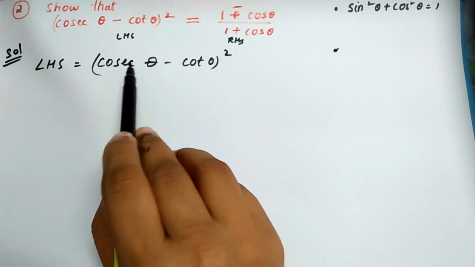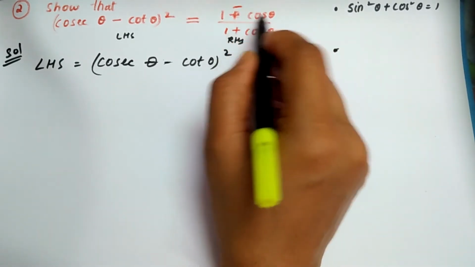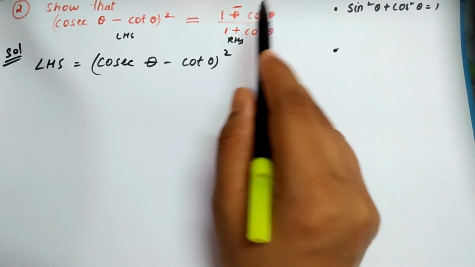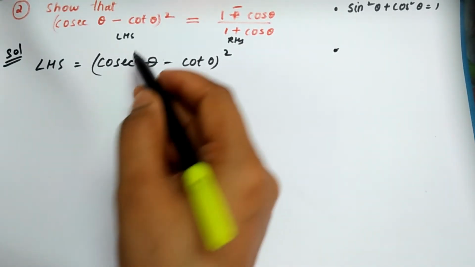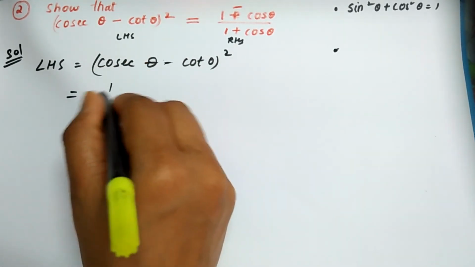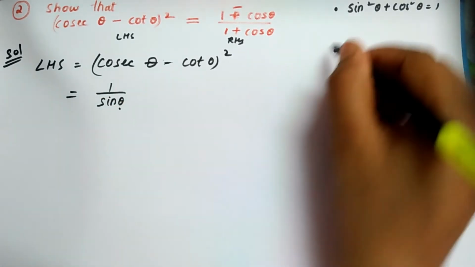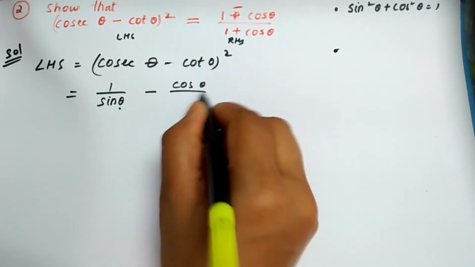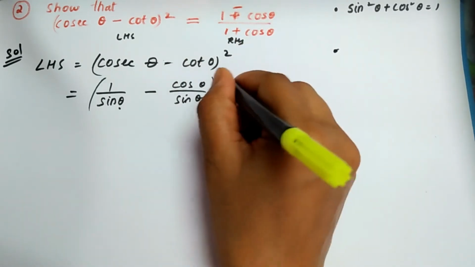Cosecant and cot do have a relationship, but the final answer that we need to get is in cos terms, right? So what are we doing? We are changing these things to cos and sine terms. We know that cosecant theta is nothing but 1 by sine theta, and cot theta is nothing but cos theta by sine theta. We are just copying this with the whole square.